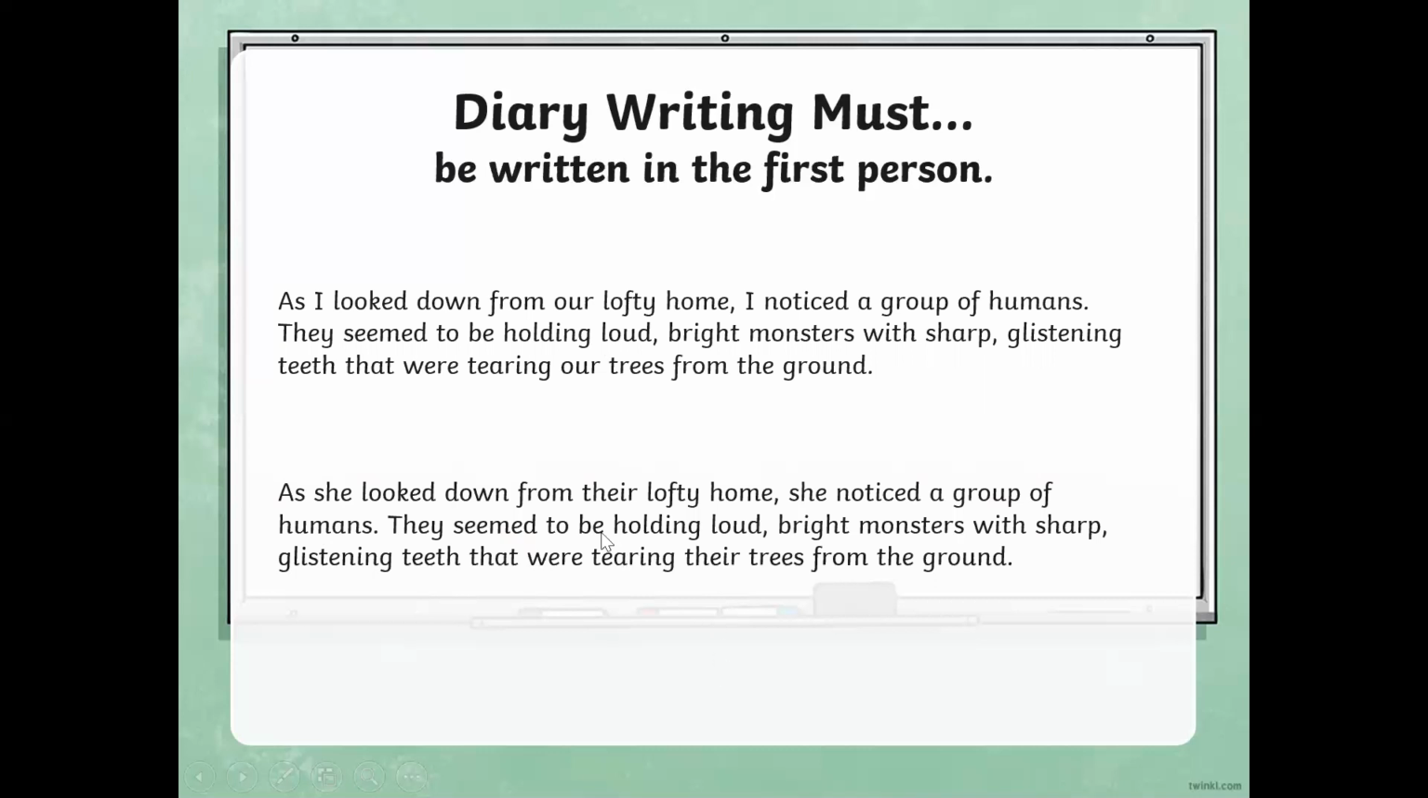In the second example, you can hear it's talking about somebody else. So that's what we call the second person. First example, this is more like a diary entry would be written because it's using I, our, and those sorts of pronouns there, not these ones here.